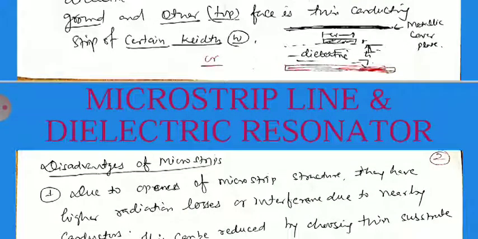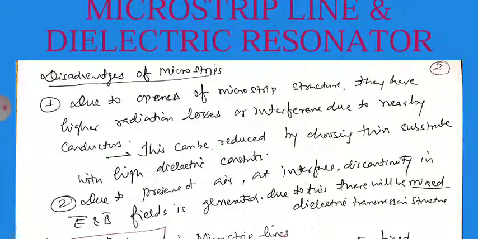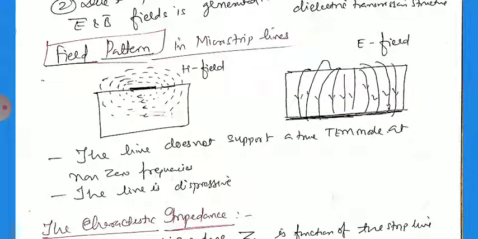Now the disadvantages of the microstrip over waveguides. Due to the open microstrip structure, they have high radiation loss or interference due to nearby conductors, so it can disturb the signal. This can be reduced by choosing a thin substrate with a high dielectric constant. Due to the presence of air at the interface, discontinuity in the electric field and magnetic field will be generated, and due to this there will be a mixed dielectric transmission structure, with its own field pattern.